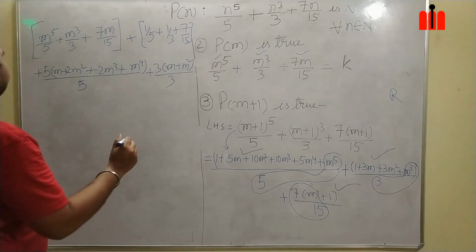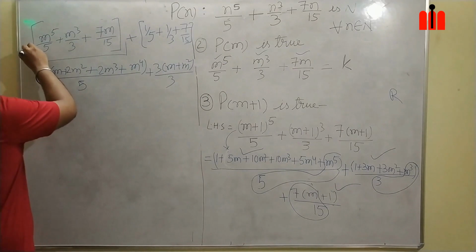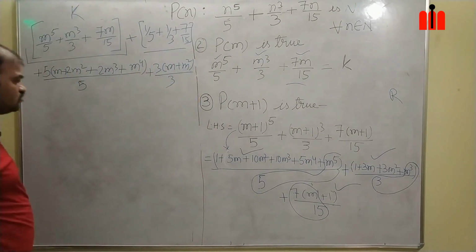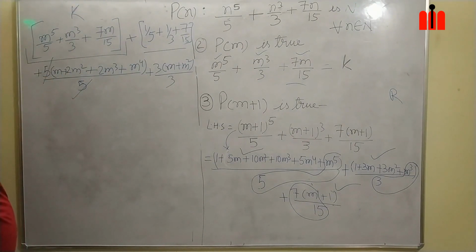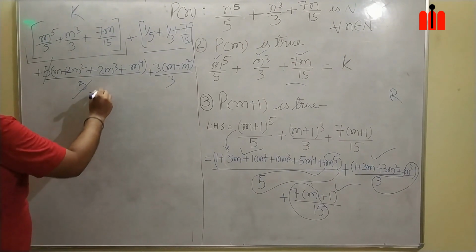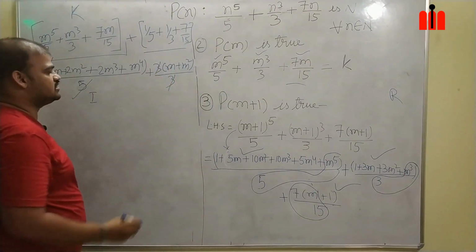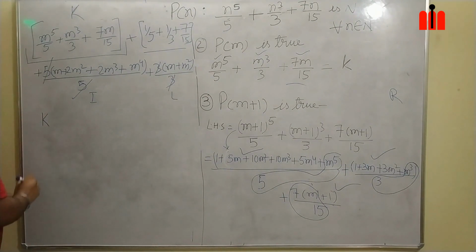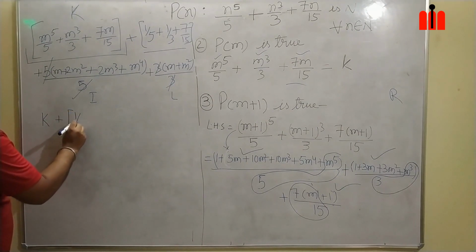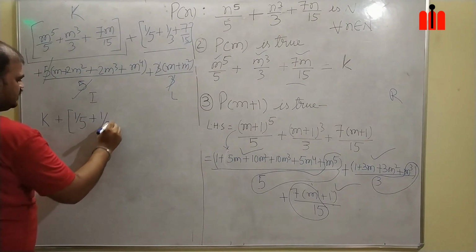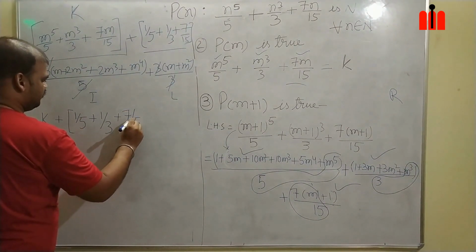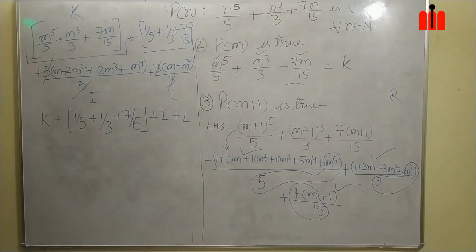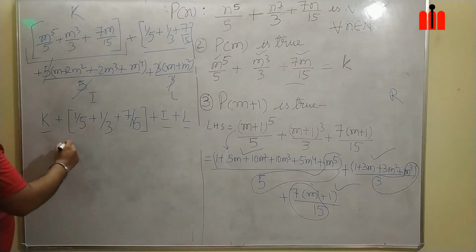Okay. Now let's simplify. This is equal to k from our concrete statement. This we need to solve. This 5 got cancelled, so this entire thing will be some integer, I will take it as I. Here 3 got cancelled. This will be an integer, I will take it as L. So it will become a simple step as k plus 1 by 5 plus 1 by 3 plus 7 by 15 plus I plus L. Okay. So this is an integer, this is an integer, this is an integer. We have to prove that this is an integer.